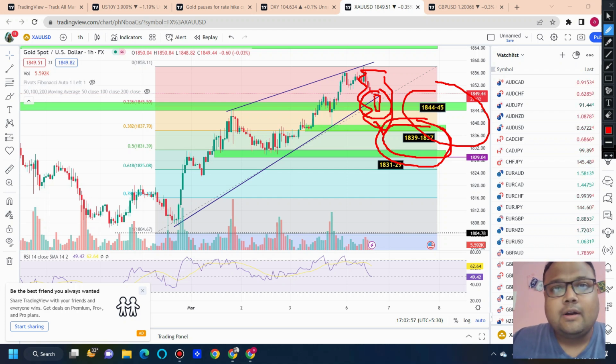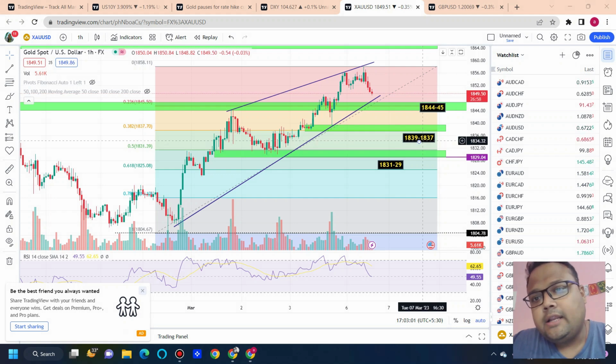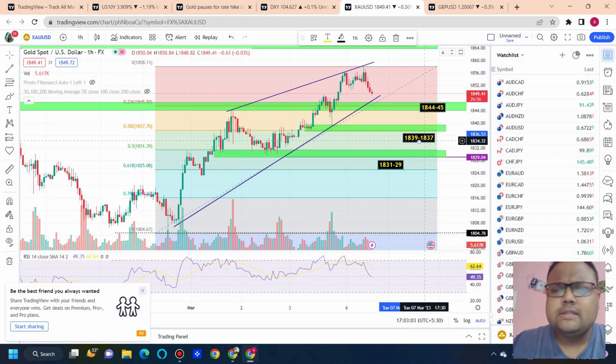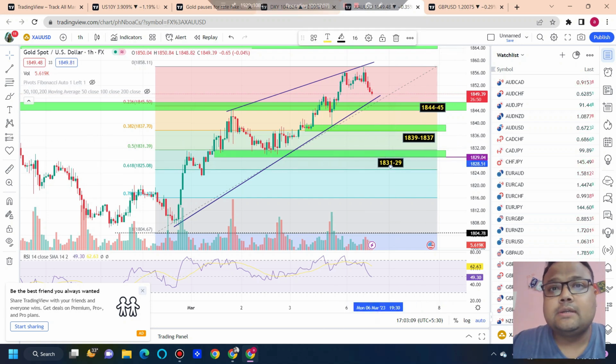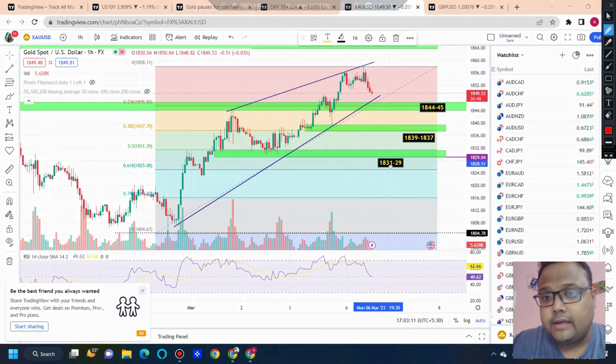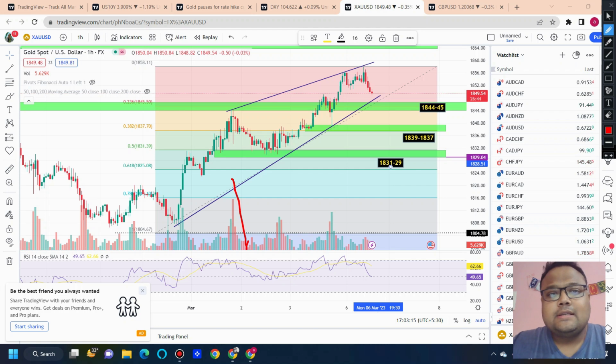If we compare with others, we have the next support on 1839.37. It is more or less a medium reliable level, and 1831 to 1829 is the strongest support on the chart of gold right now. Previously the strongest support was 1790. Remember, 1790 to 1788, I believe.